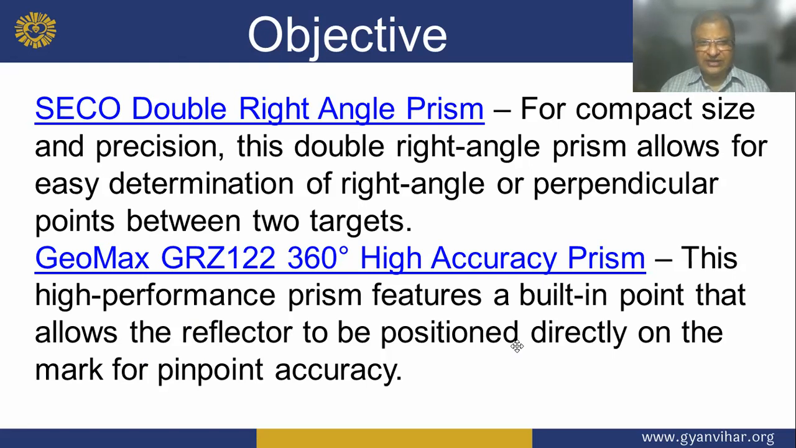Next machine is GeoMax GRZ 122 360 degree high accuracy prism. This high performance prism features a built-in point that allows the reflector to be positioned directly on the mark for pinpoint accuracy. This machine is called GeoMax GRZ 122 360 high accuracy.